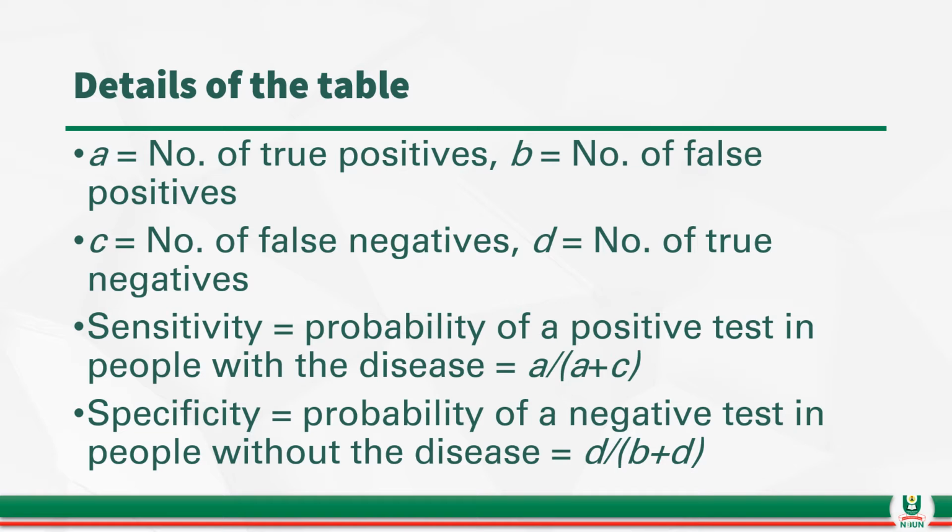Sensitivity is the probability of a positive test in people with the disease, which is A over A plus C from the table, and specificity is probability of a negative test in people without the disease, which is D over B plus D. We will go into an activity now to do the calculation proper in the next slide.